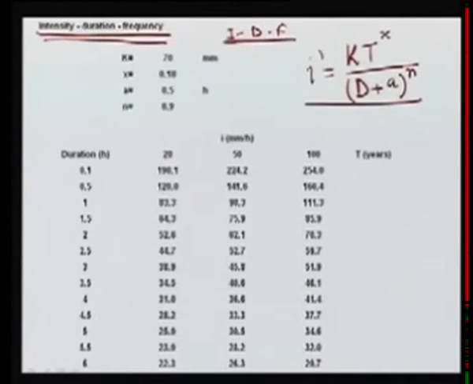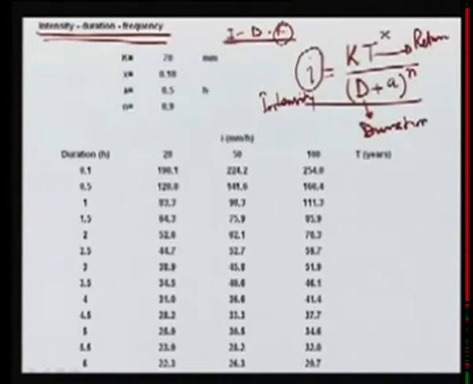which relates the intensity, duration, and T indicates return period, which really depends on the frequency. So I, T and D, these are the intensity, duration, return period. K, x, a and n are constants for a specific area, and for example we may take representative values and see how the intensity duration frequency curves will look.